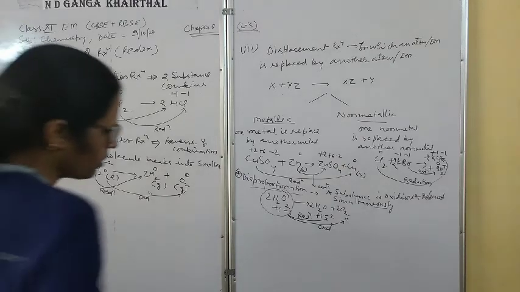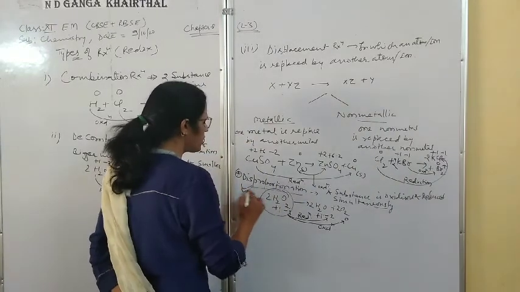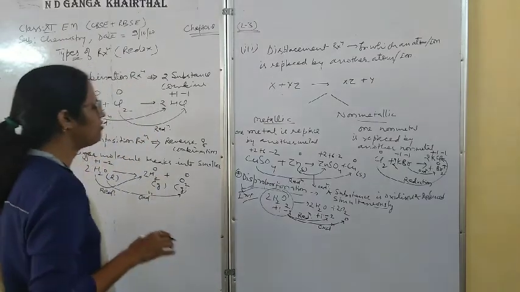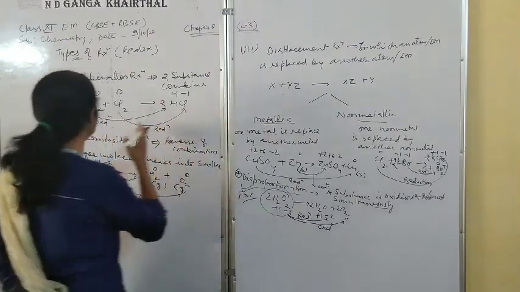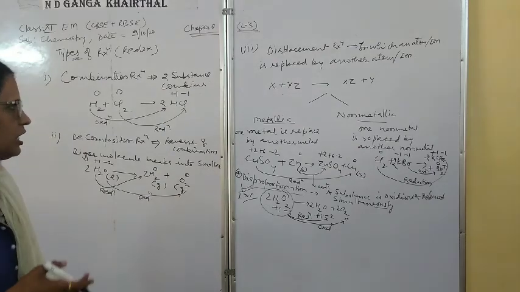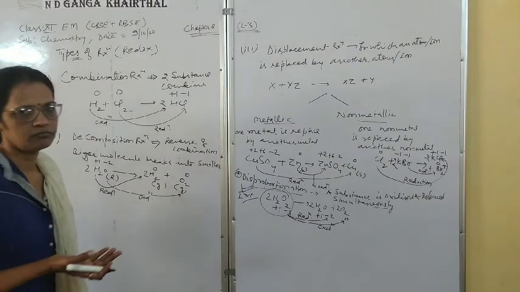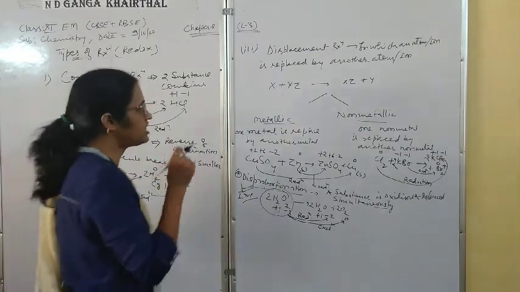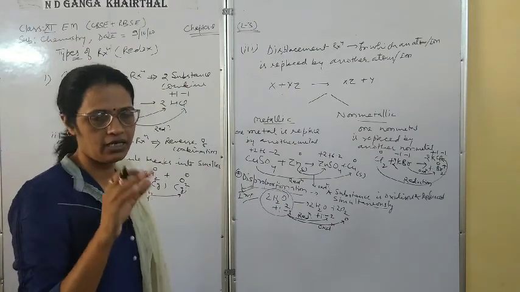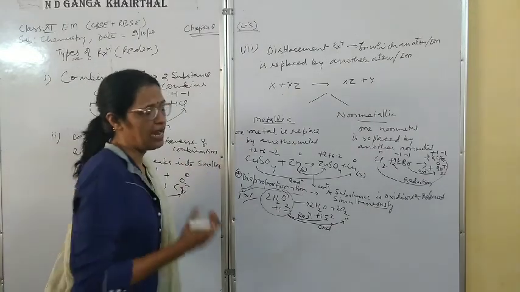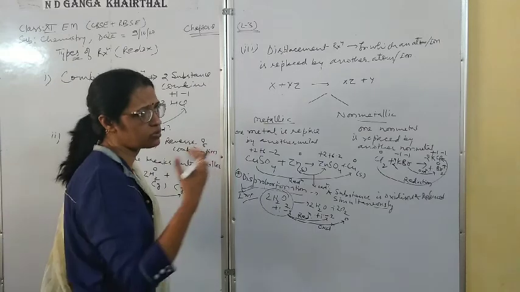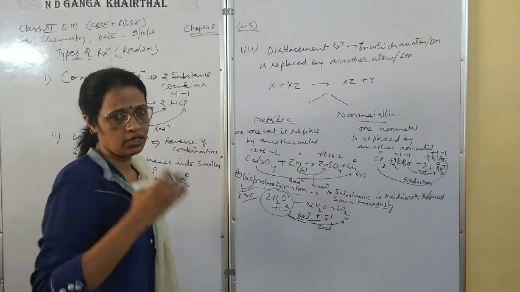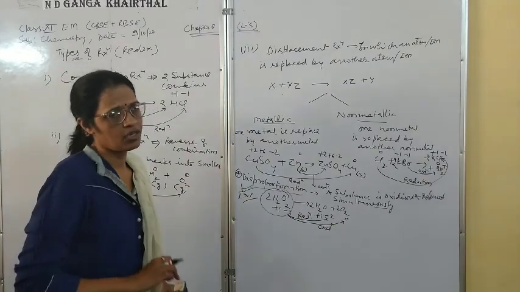Disproportionation reactions are very important. In all these types of reactions you have learned, except disproportionation, that is displacement, combination and decomposition, the oxidation number is changing. So first you have to find out the oxidation number of each element or atom present in a reaction, in reactant and product. Then if the oxidation number is increasing, oxidation is going on, and if it is decreasing, reduction is going on.